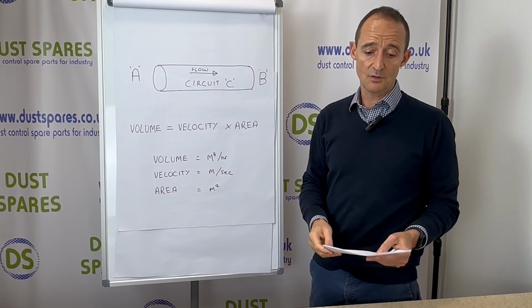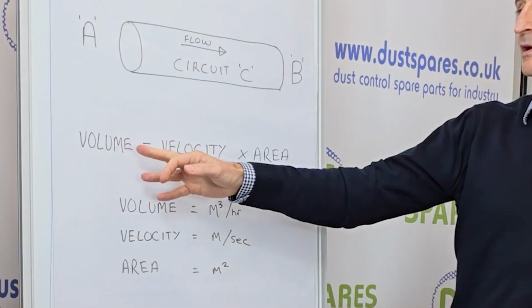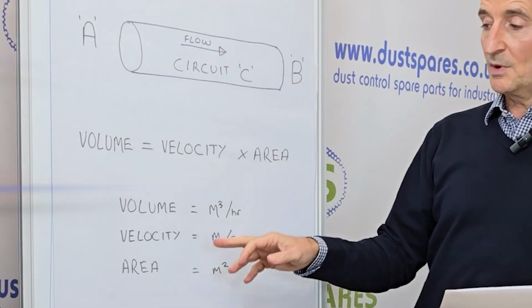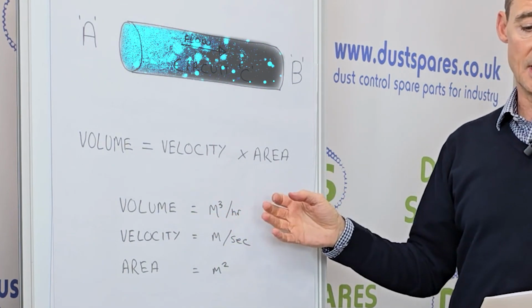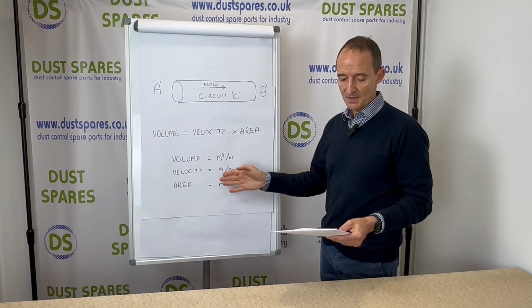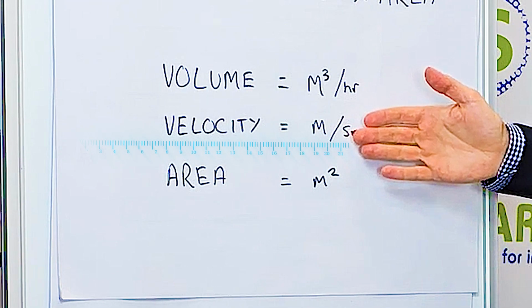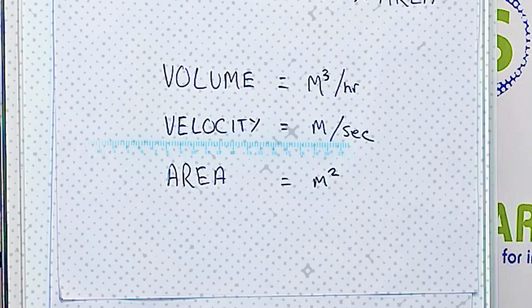The quantity, or flow, or volume is calculated with the following formula. The volume equals the velocity times the area, where the volume equals the amount of air that will pass through a circuit in a specific time, normally in something like meters cubed per hour. The velocity is the distance travelled in a specific time, i.e. meters per second, and the area is the cross-sectional area of the duct measured in meters squared.